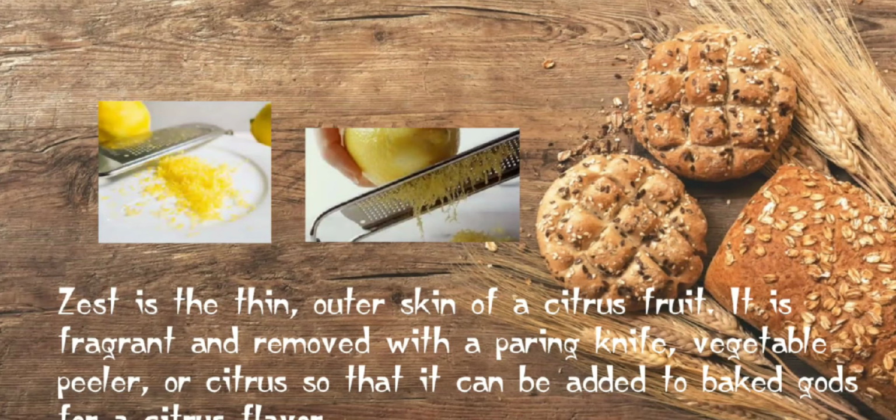Zest. This is the thin outer skin of the citrus fruit. It is fragrant and removed with a paring knife or vegetable peeler from a citrus fruit so that it can be added to baked goods for a citrus flavor.